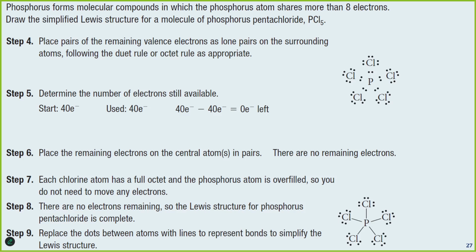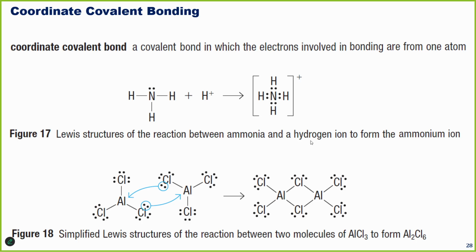Okay, if you don't have any questions, let's have a look at the last concept in this lesson, which is coordinate covalent bonding, which is a covalent bond in which the electrons involved in bonding are donated by one atom. So when two hydrogen atoms form a covalent bond, each hydrogen atom donates one electron to form the bond, right? We have already known this. However, sometimes a covalent bond that forms between two items involves two electrons donated by a single atom. This type of bond is called a coordinate covalent bond.